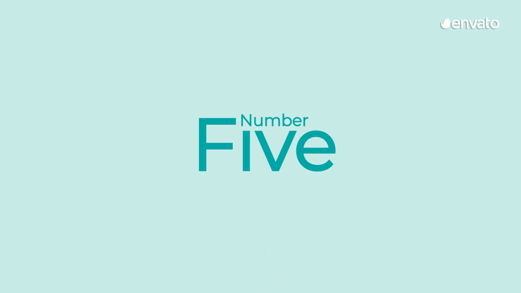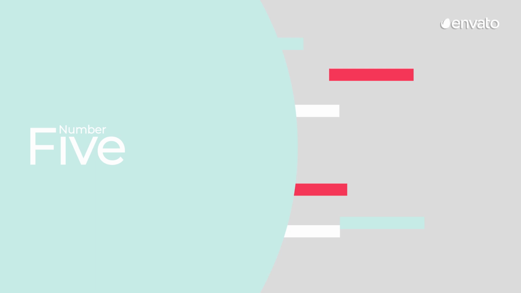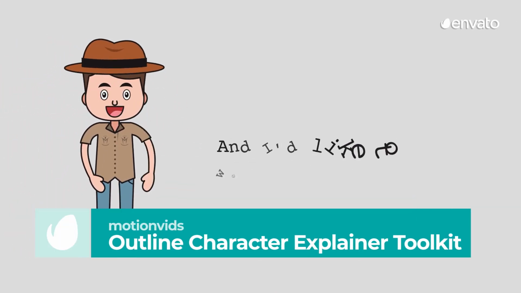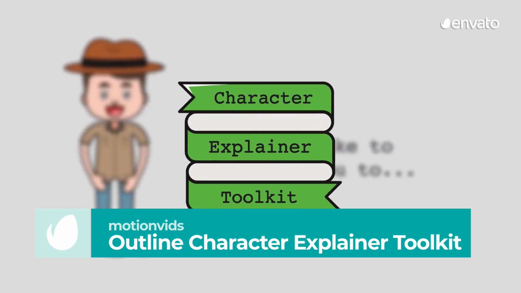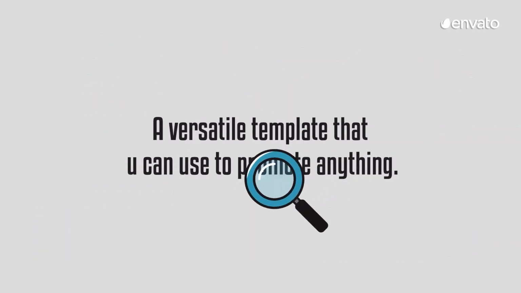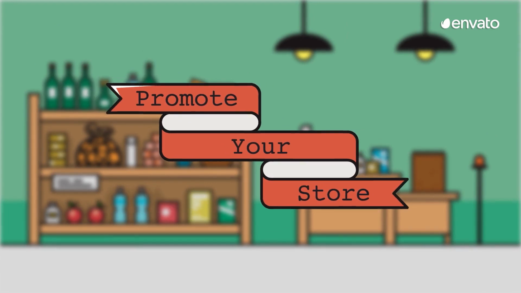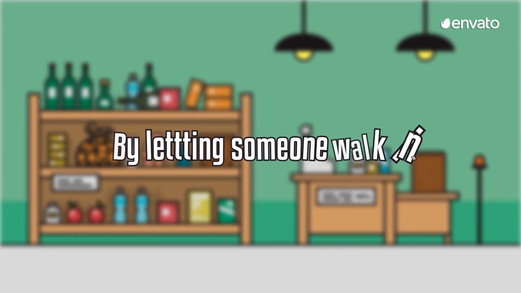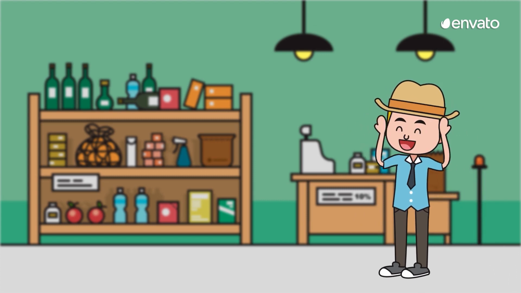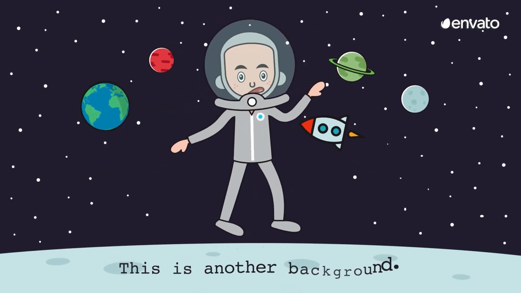Number 5. Outline Character Template Toolkit by MotionVids. The characters in this explainer video template are so lovable. Your audience will be smitten by them and whatever message they're portraying for you. This is a modern, personable take on animation that is also super easy to use. Just pop on your little characters in professionally designed backgrounds to create a story with a purpose.